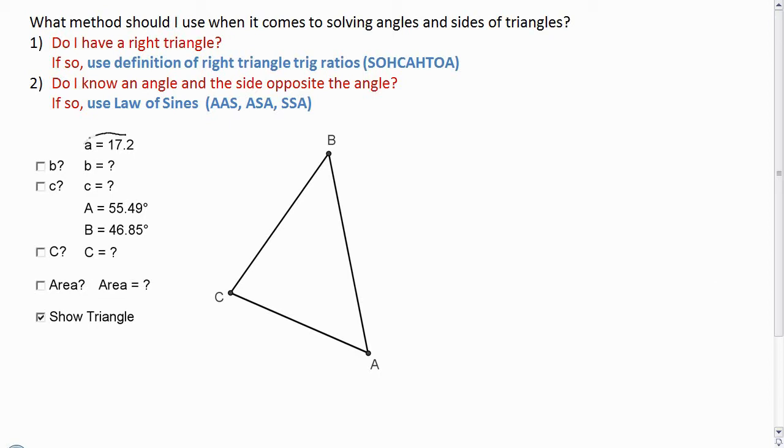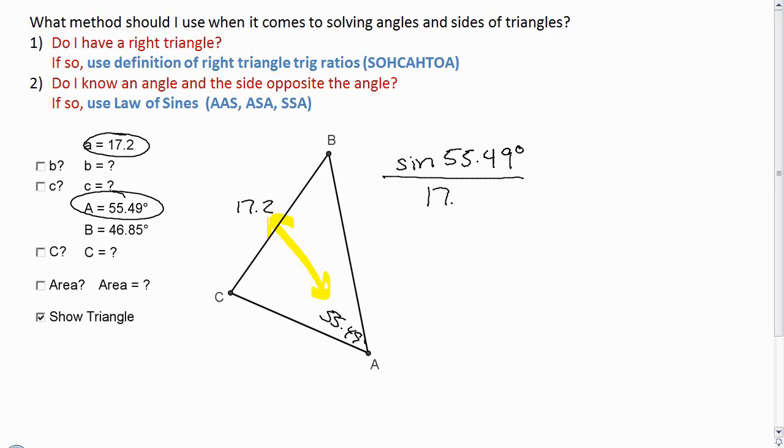If I look at this sample problem that I've been given, which is a is 17.2, and the angle A is 55.49 degrees, I am given a ratio, a side, and the angle opposite of it, and that can help me establish a ratio of sine 55.49 degrees is to 17.2. Now I can use that particular ratio to solve any other problem.